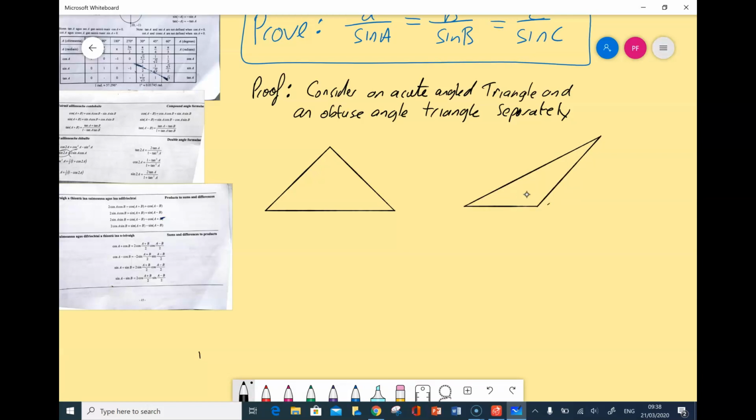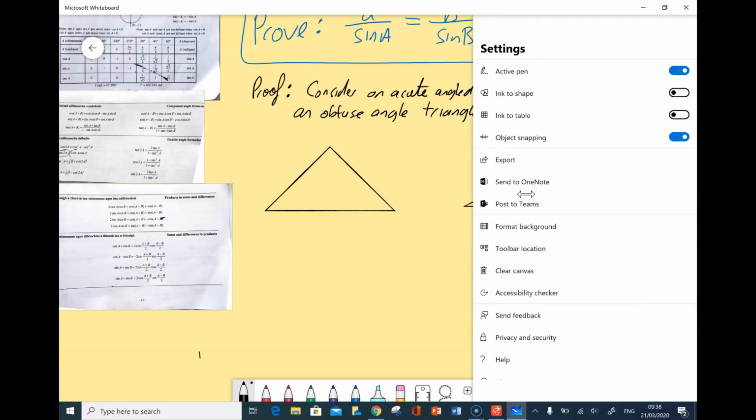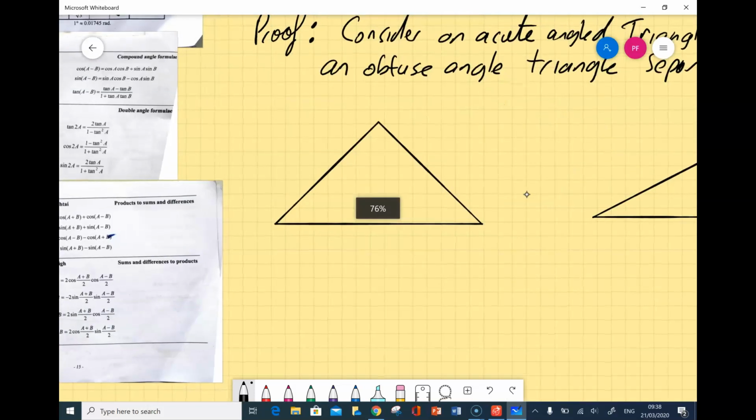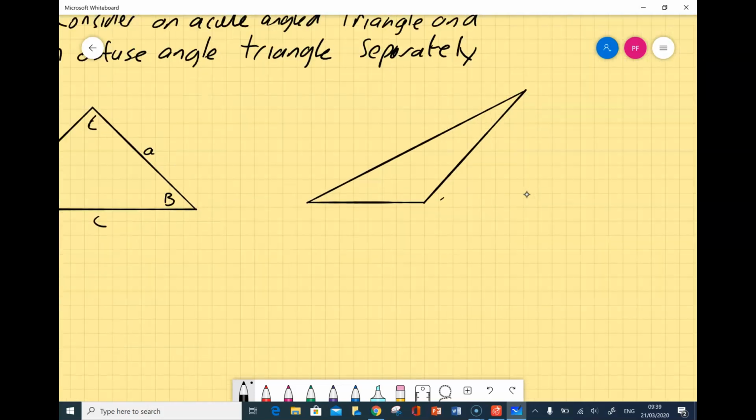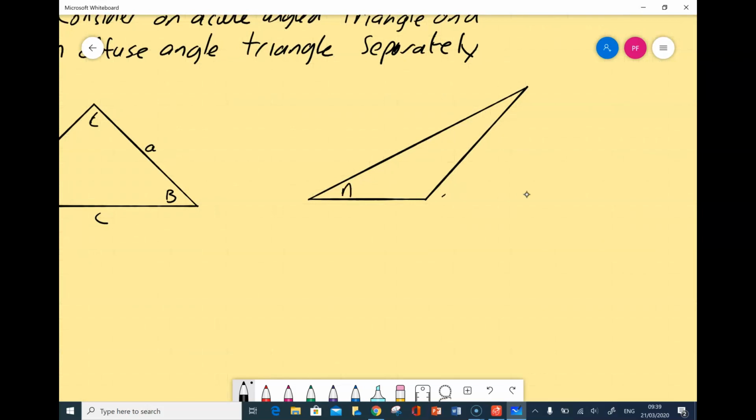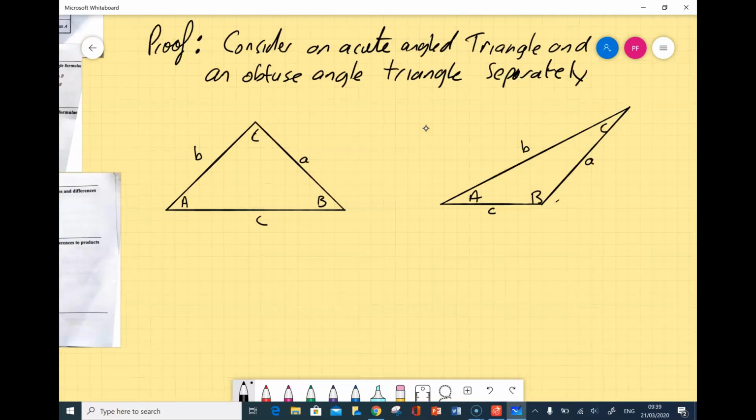Okay, now I'm going to name all my sides in there. So I'm going to name my angles A, B, C, and they are uppercase and then lowercase. I'm going to do the same thing over here: A, B, and C, and a, b, and c. Okay, now I'm going to start my proof.